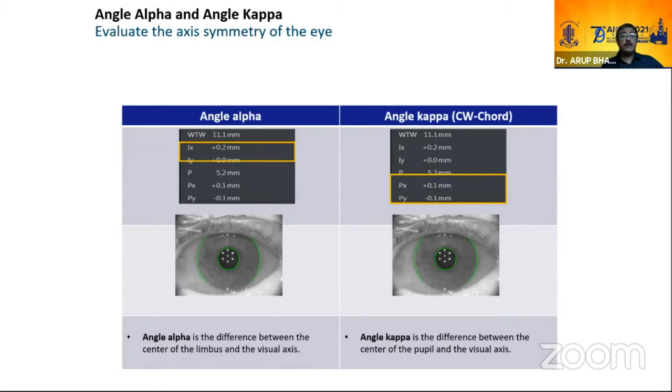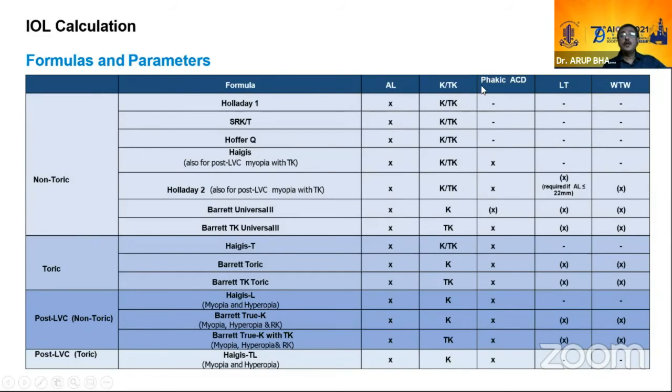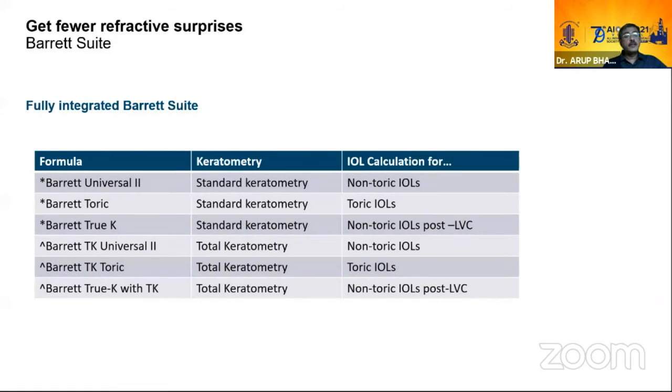And you have a galaxy of all kinds of formulas you can compare with. Most importantly, new is that this machine gives you the Barrett TK Universal 2, Barrett TK Toric, and Barrett 2K Toric. Now, what formulas can you use with the TK? You can use Haigis, you can use Barrett TK, you can use Haigis TK. Including the TK formula in this calculation gives a better result.